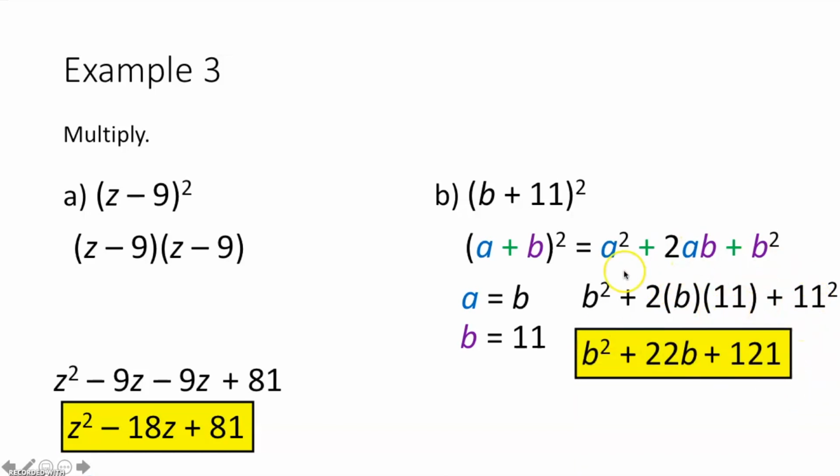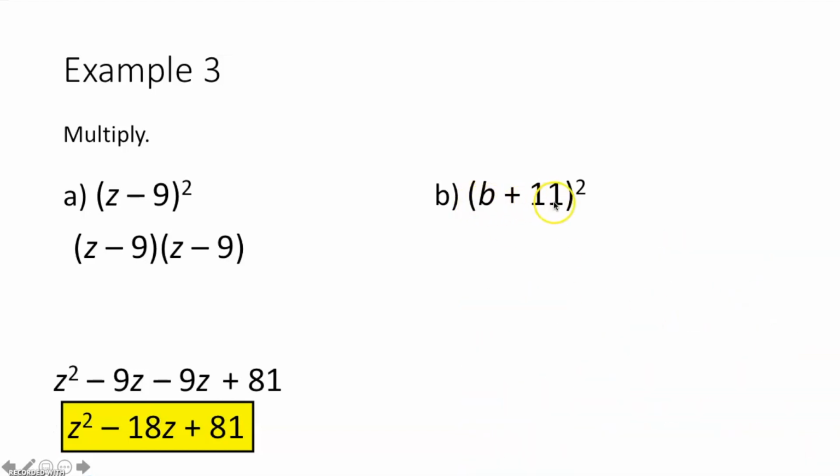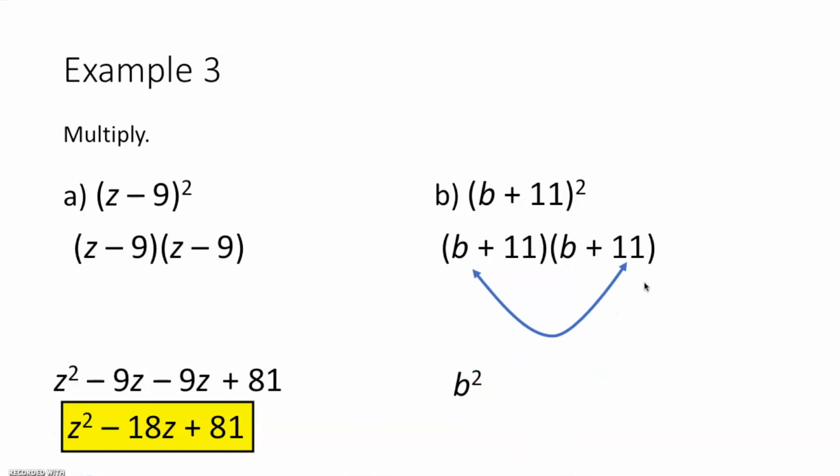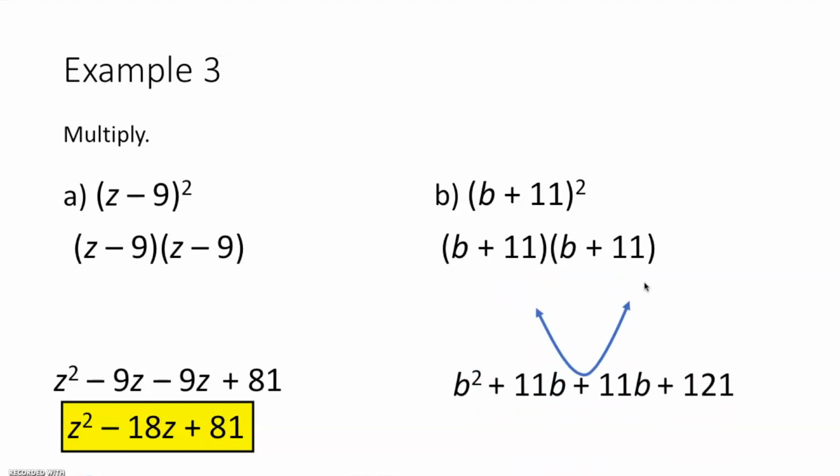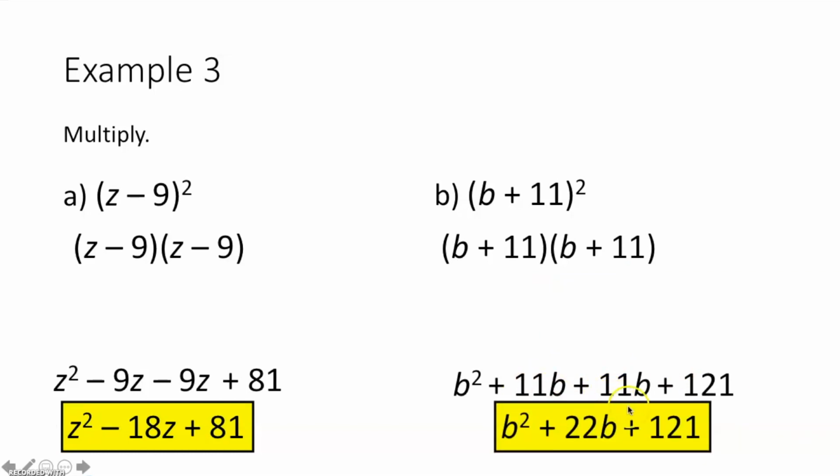Sweet. Let's say you forget the shortcut. What you can do instead is just change b plus 11, the quantity squared, to b plus 11 times b plus 11. Then you just FOIL. Multiply the first terms together, the outer terms together, the inner terms together, and the last terms together. Then combine like terms, the 11b plus the 11b gives you 22b, and that's the exact same thing you got with our shortcut in the beginning.